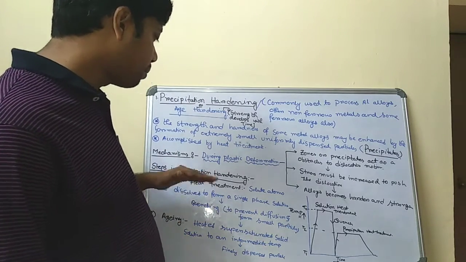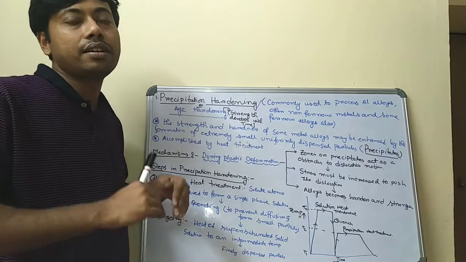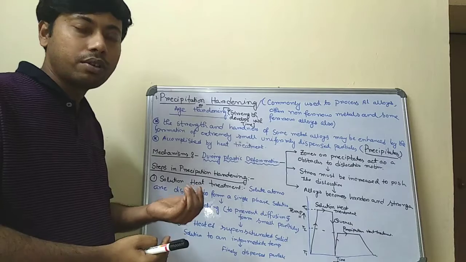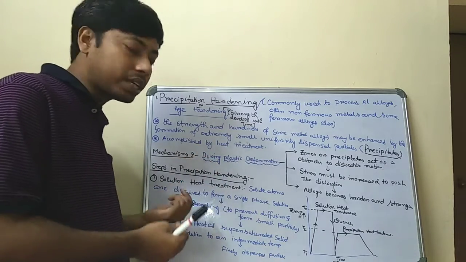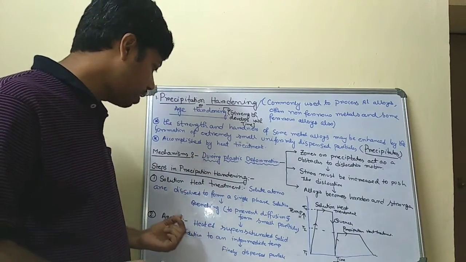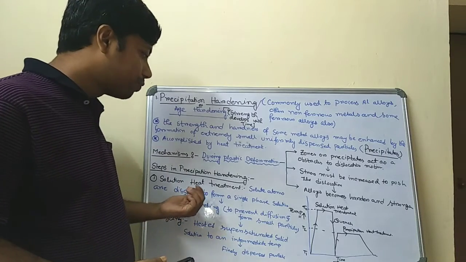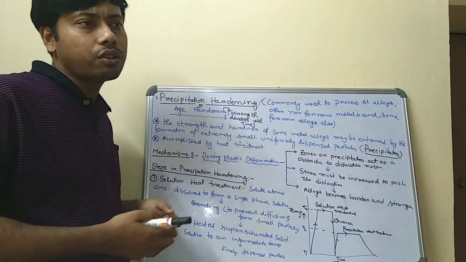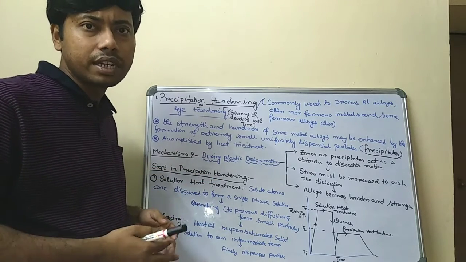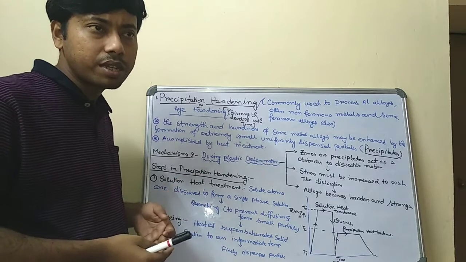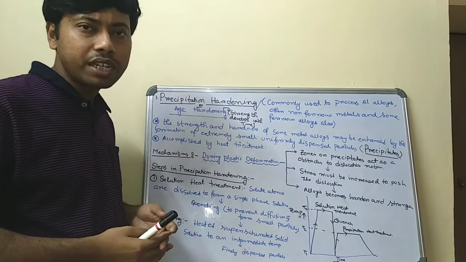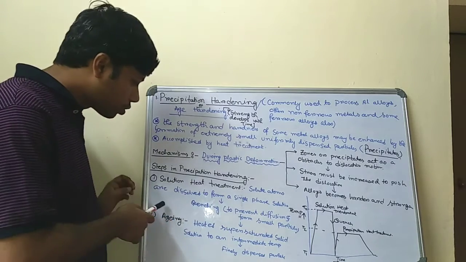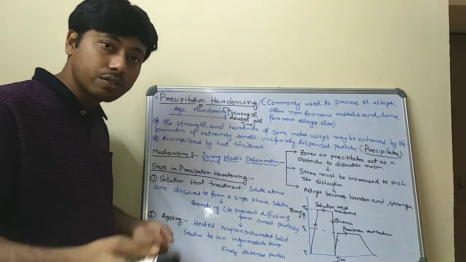Solution heat treatment means, obviously, you know what heat treatment is, why it is necessary, and what its objective is. Here one term is added to heat treatment, that is solution. It indicates that solute atoms are dissolved to form a single phase solution. It is generally done around 1200 degrees centigrade, depending on the type of material. For steel or medium carbon steel, the solution heat treatment temperature is around 1100 to 1200 degrees centigrade, in order to dissolve and form a single phase solution.